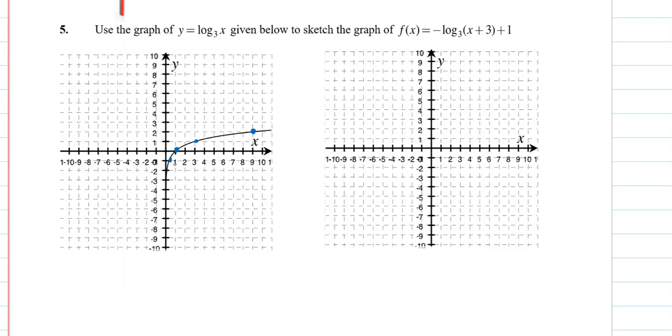It does approach the y-axis. It looks like it's hitting it, but it actually doesn't. It just gets closer and closer to it. That's a vertical asymptote right there. Now we want to graph this transformation. So we follow the steps.